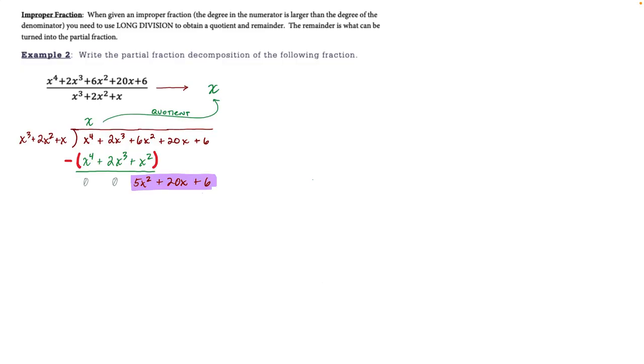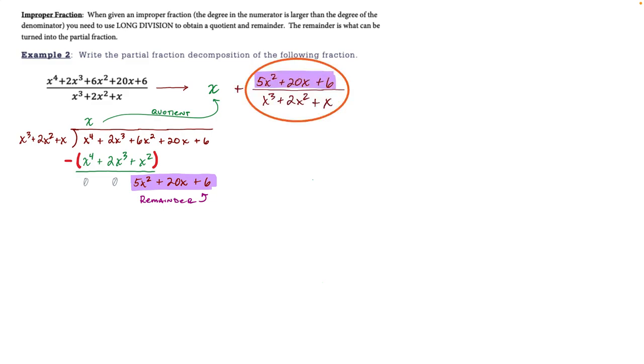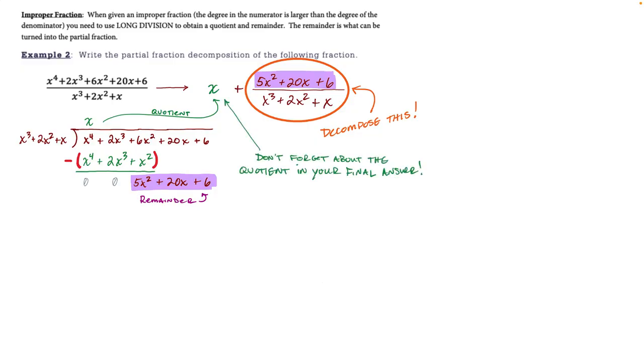Well, we have our quotient, and then we're going to make a separate fraction made up of the remainder divided by the divisor. Okay, and this fraction that I have circled, that's what we're going to decompose. That turns into its own separate decomposition problem, but we have to remember not to forget about the quotient that we got in our final answer. There's just going to be an extra term that has it. That is x, not that it has an x in it.